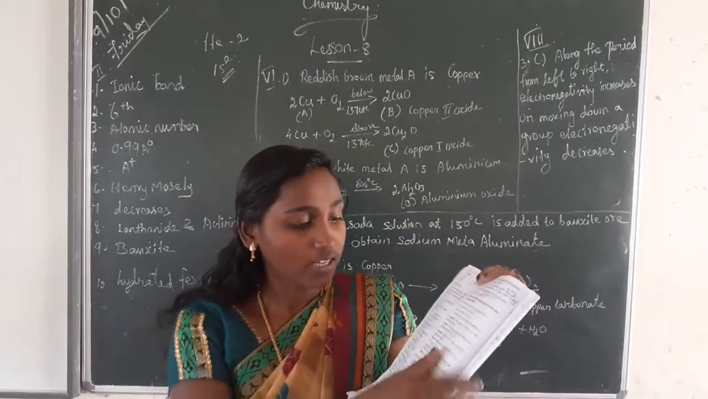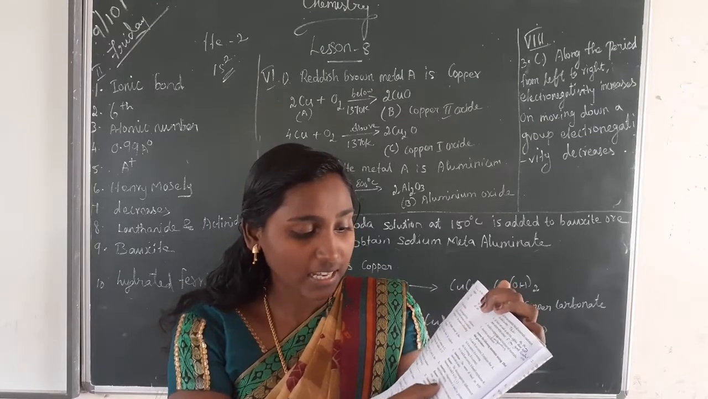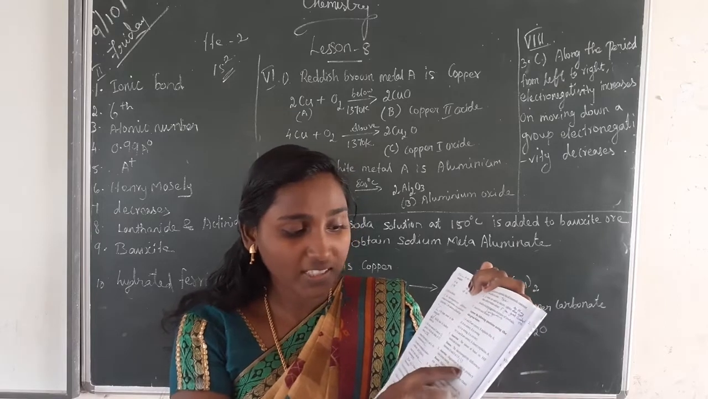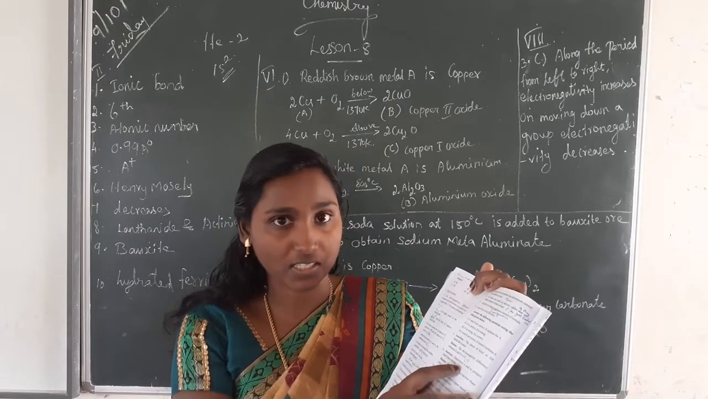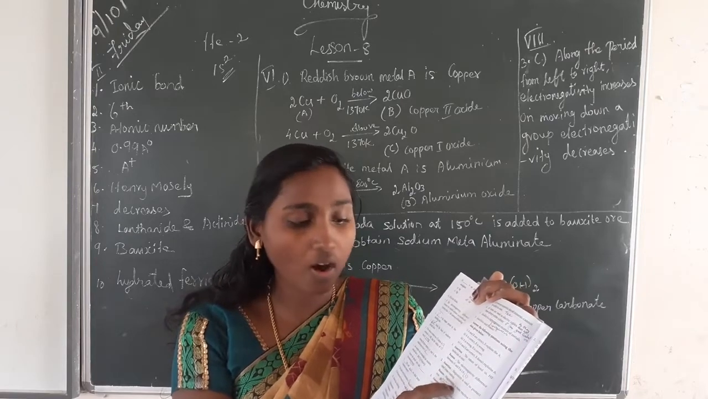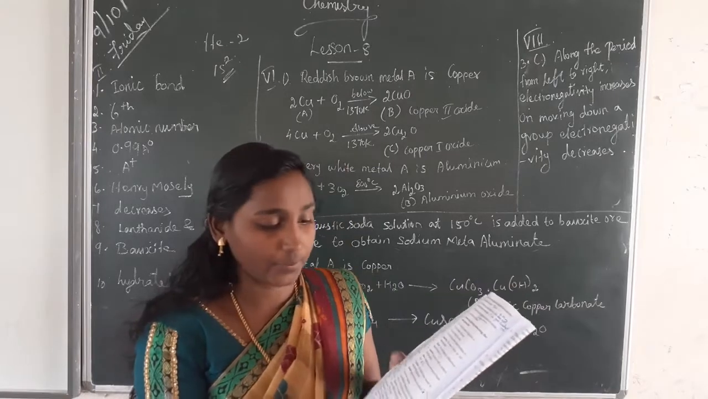Then second one, magnesium is used to protect steel from rusting. Reason: magnesium is more reactive than iron. So here, magnesium does not protect steel from rusting, right? So here A is wrong and R is correct. Magnesium is more reactive than iron.